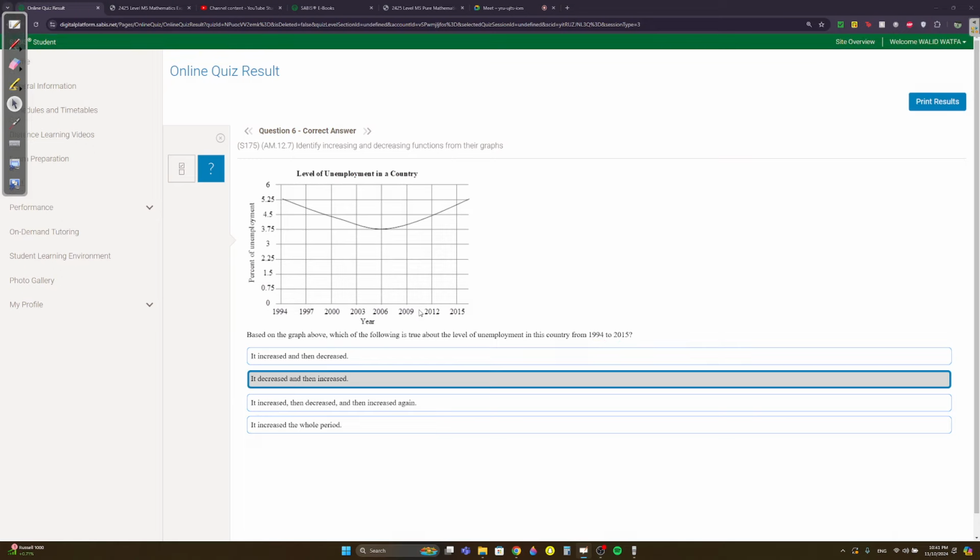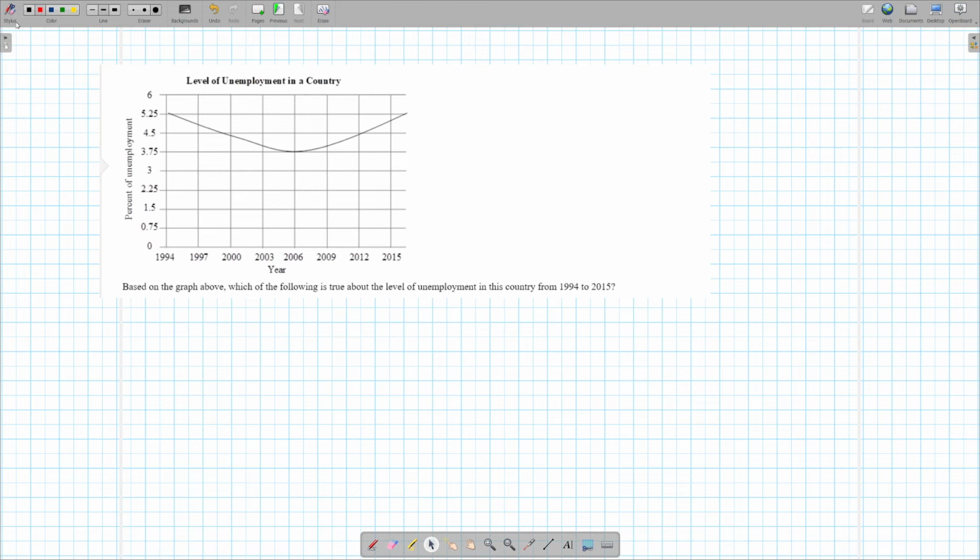Okay, guys, just to show you how easy this question is, my brother's gonna explain it for you. Oh, hi, you see, guys. You see this graph here? Yeah. What's true? Solve it. What's true about the level of unemployment from 1994 till 2015? What happened?